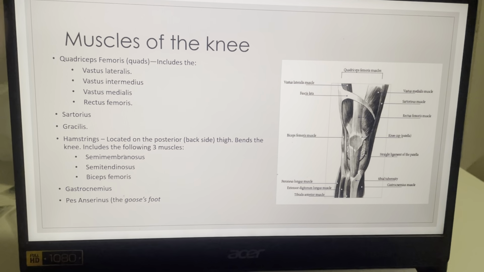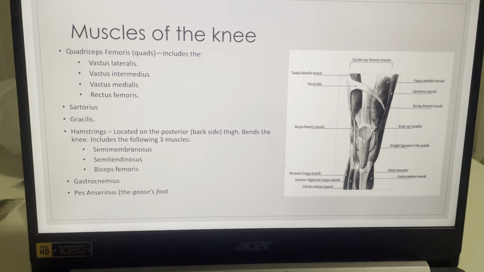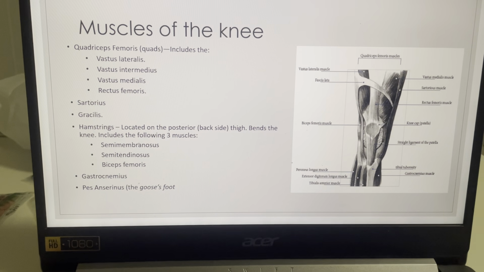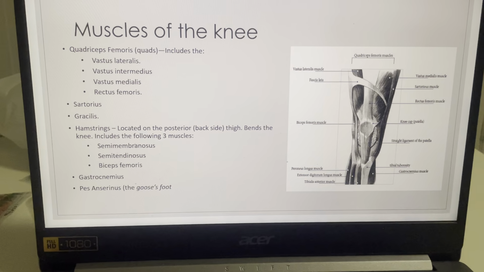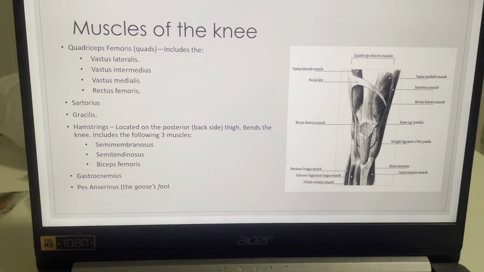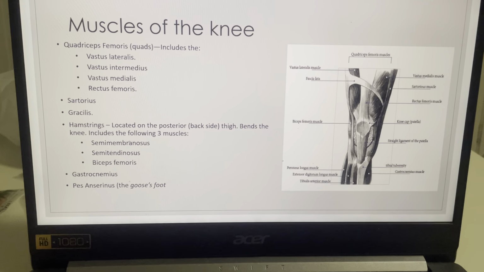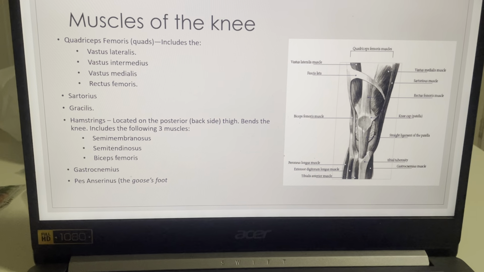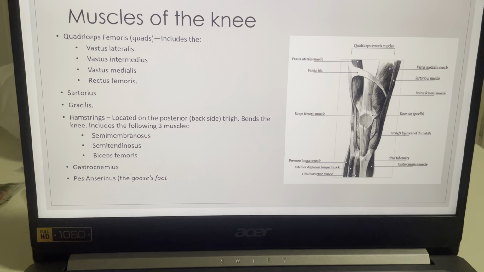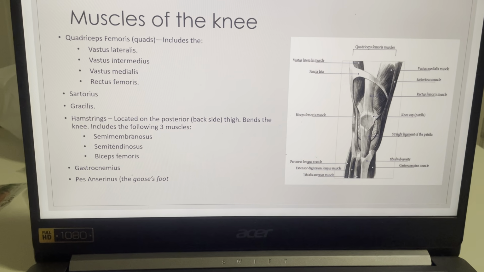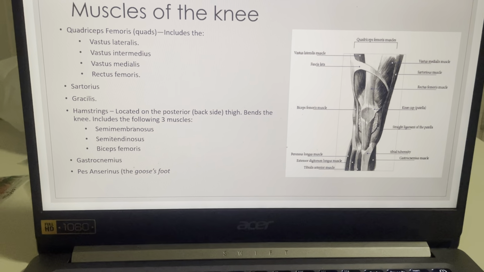In the muscles of the knee we have the quadriceps femoris, including the vastus lateralis, vastus intermedius, vastus medialis, rectus femoris. We have sartorius, gracilis, and the hamstrings located on the posterior backside of the thigh. The muscles that bend the knee include the following 3: semimembranosus, semitendinosus, biceps femoris, as well as gastrocnemius and pes anserinus.